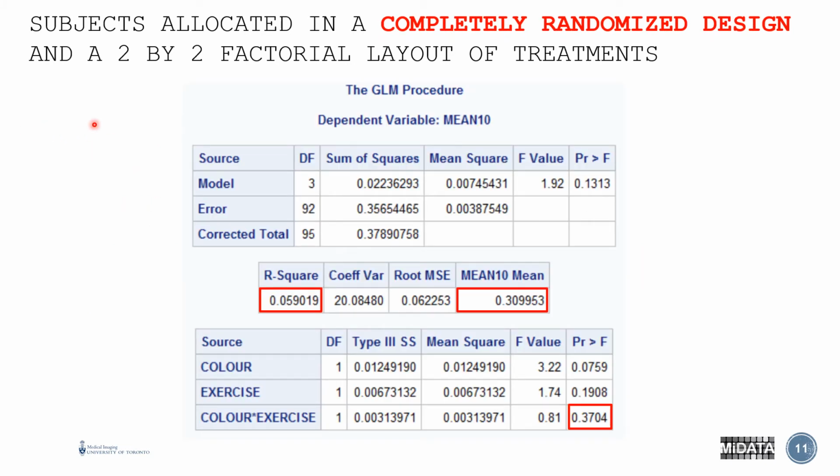Once again, let's look at the ANOVA output for this completely randomized design with a 2x2 factorial layout. Once again, we're going to look at the overall R square, and you'll see here that it's still the same, about 6%, which is terrible. The mean's the same. The p-value for your model has not changed. When you come down to the independent variables in your model, you have color, exercise, and the interaction. The one you're going to want to look at is the interaction.